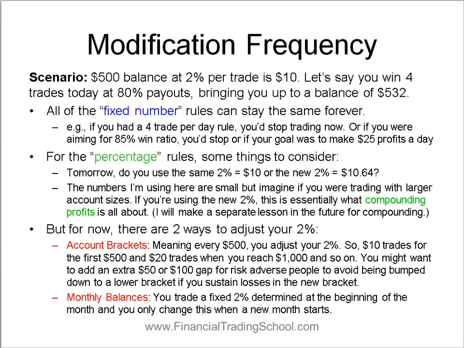Between these two methods, monthly balances is more conservative because you only change it 12 times a year, compared to account brackets, which, depending on your trading style, if you're more aggressive or if you grow really fast, then you can change it more often. Or if you grow really slow, then it might be even more conservative than monthly balances, etc.